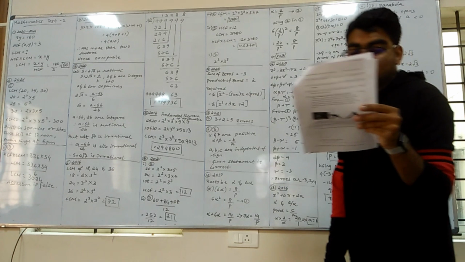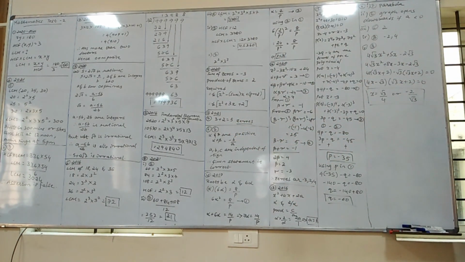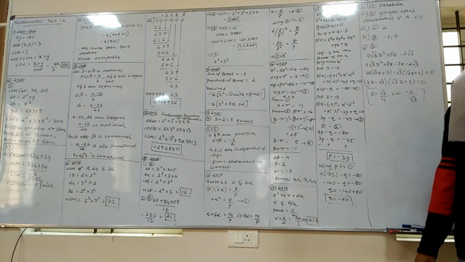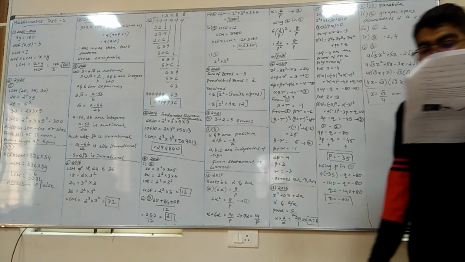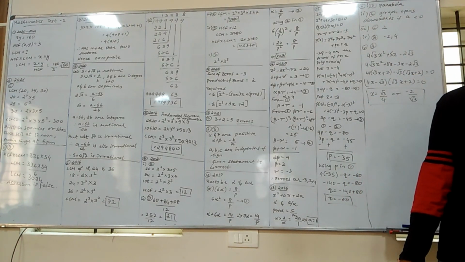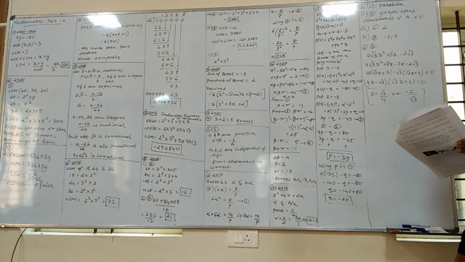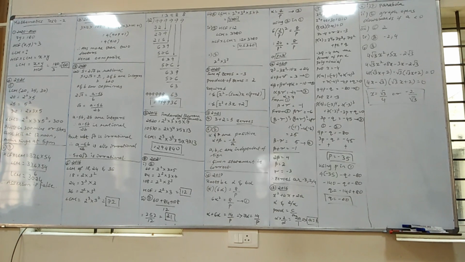Then next we have an assertion reasoning question. Here the assertion is: if zeros of a quadratic polynomial ax square plus bx plus c are to be positive, then a, b, c all have the same sign. Really? Listen. The zeros are to be positive.